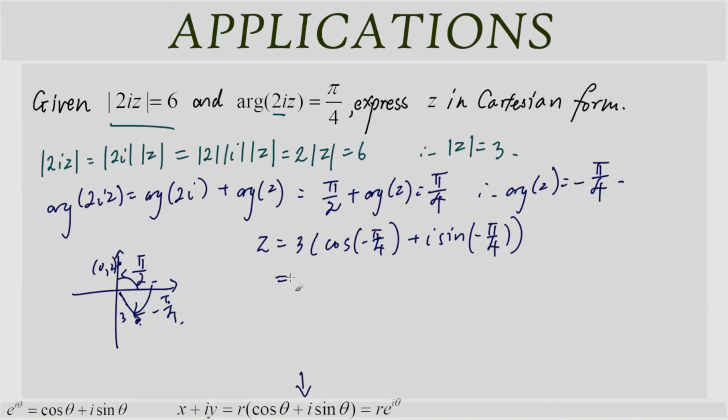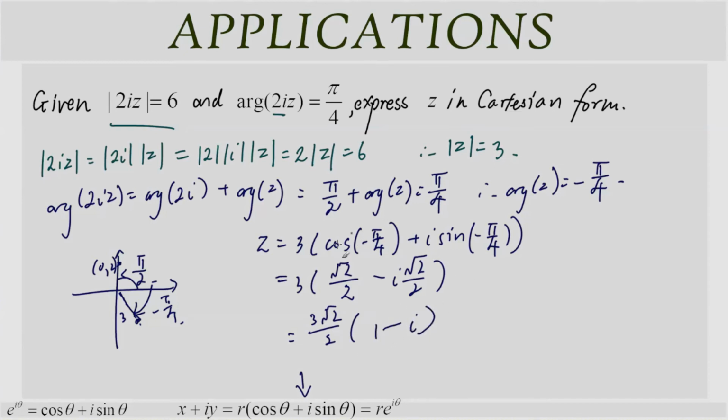So z is equal to 3 times cosine of negative pi over 4, which is equal to cosine of pi over 4, and that's equal to root 2 over 2. The negative of a theta value goes out, so that's minus i sine of pi over 4, which is equal to root 2 over 2 as well. And we get 3 root 2 over 2, the whole thing times 1 minus i.